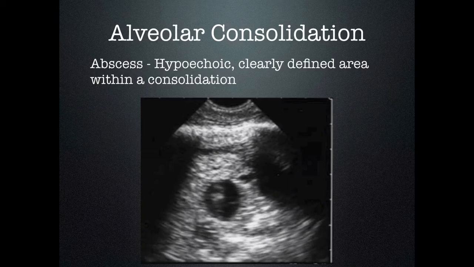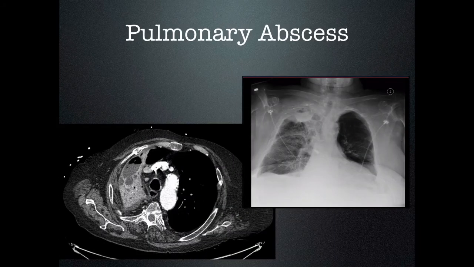In this case, we're looking at an abscess, which is a hypoechoic, clearly defined area within the consolidation. It doesn't match an artery or a vein, and so you know that this is not a normal structure there. And in fact, this is liquefaction of the lungs, and this is an abscess. We can see it here on CT scan and on chest x-ray, and what we see really is an air fluid level. Not all abscesses will have an air fluid level. Some of them will only have a fluid that will move back and forth with respiration.